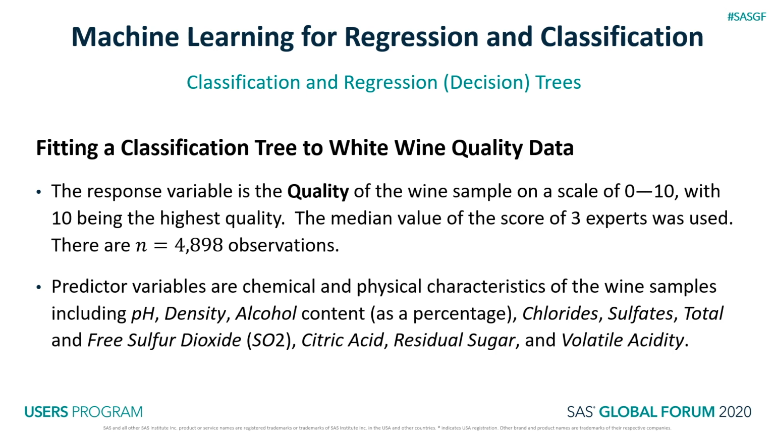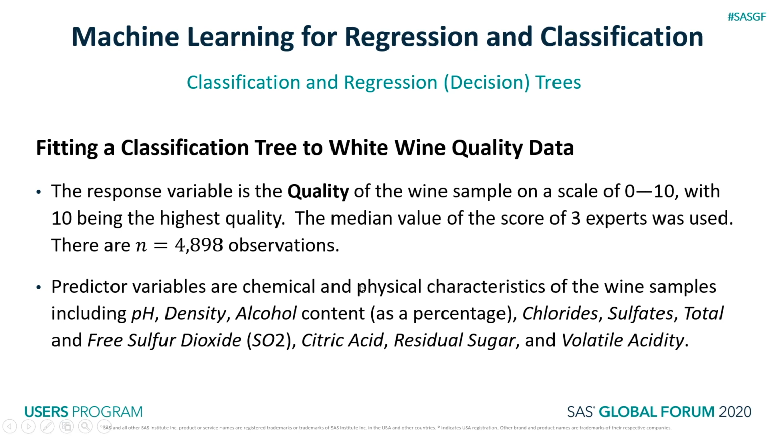Now, we've talked about the wine quality data, and we applied both the LASSO and then generalized additive models to these data. And now I want to apply a regression tree to the data set. Remember, the response variable is the quality of the wine sample as judged by 3 experts. We take the median value. It's on a scale of 0 to 10, with 10 being the highest quality, but the vast majority of values are in the mid-range. There are nearly 5,000 observations here.